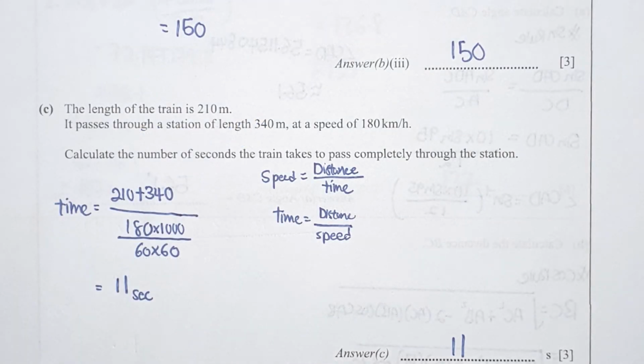The next part here, calculate the number of seconds the train took to pass the station completely. The key thing here is you are required to take the length of the train and also the station length. Add them both up, divide by the speed that was given to us. However, do take note that the speed given is in kilometers per hour format. Hence, you are required to convert it into meters per second format. So you can see I took 180 times 1000 divided by 60 times 60. My final result, 11 seconds.